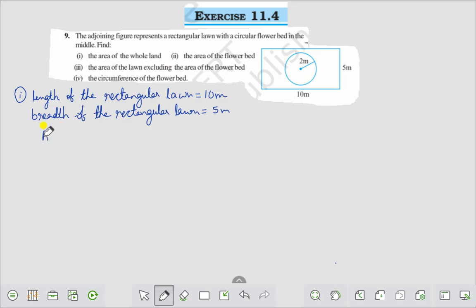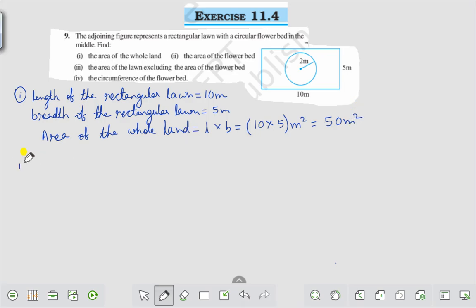Therefore, the area of the whole land is equal to length into breadth, that is L into B. Length here you see is 10 meter, and breadth is 5. Meter into meter is meter square, so the area unit will be meter square. You are getting 50 meter square. This is the answer of question number 1.